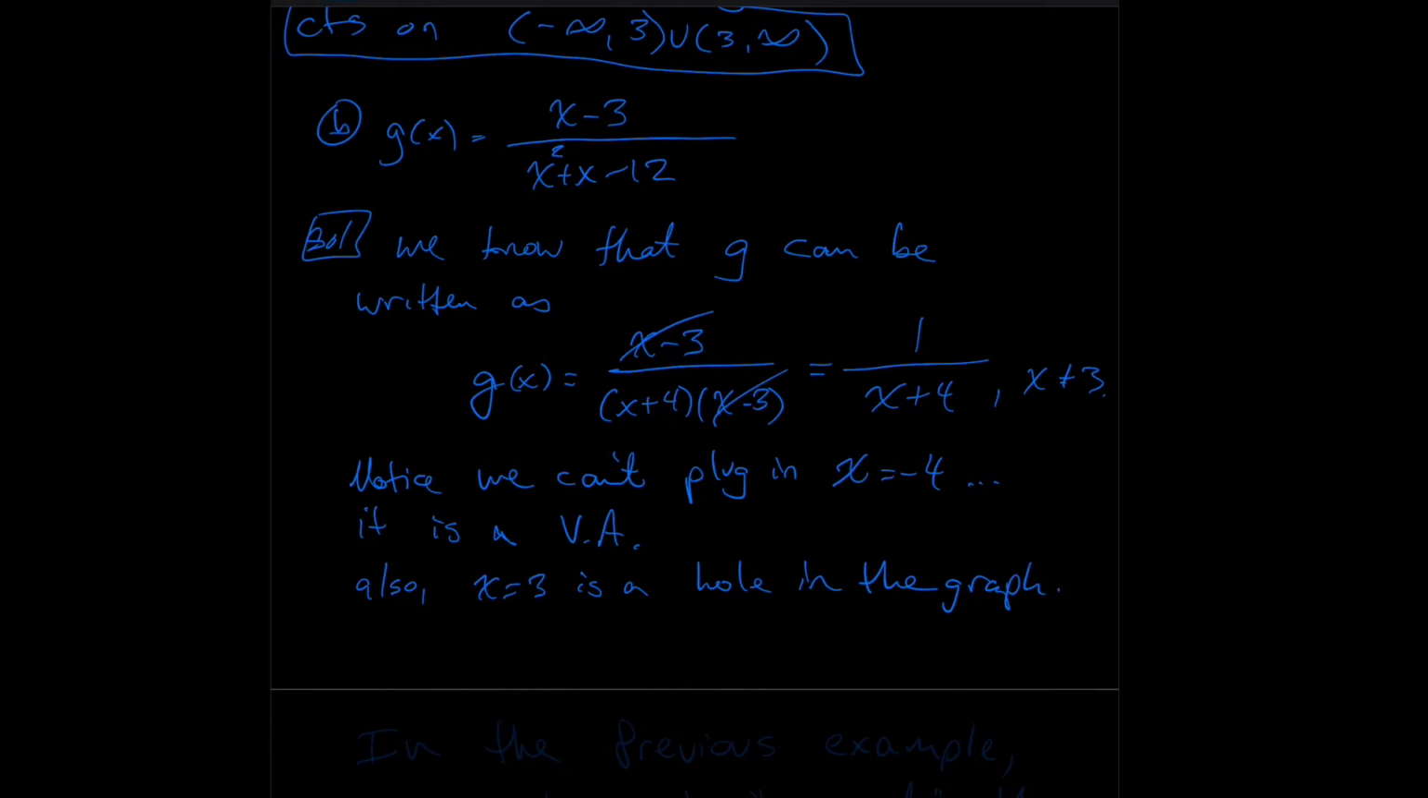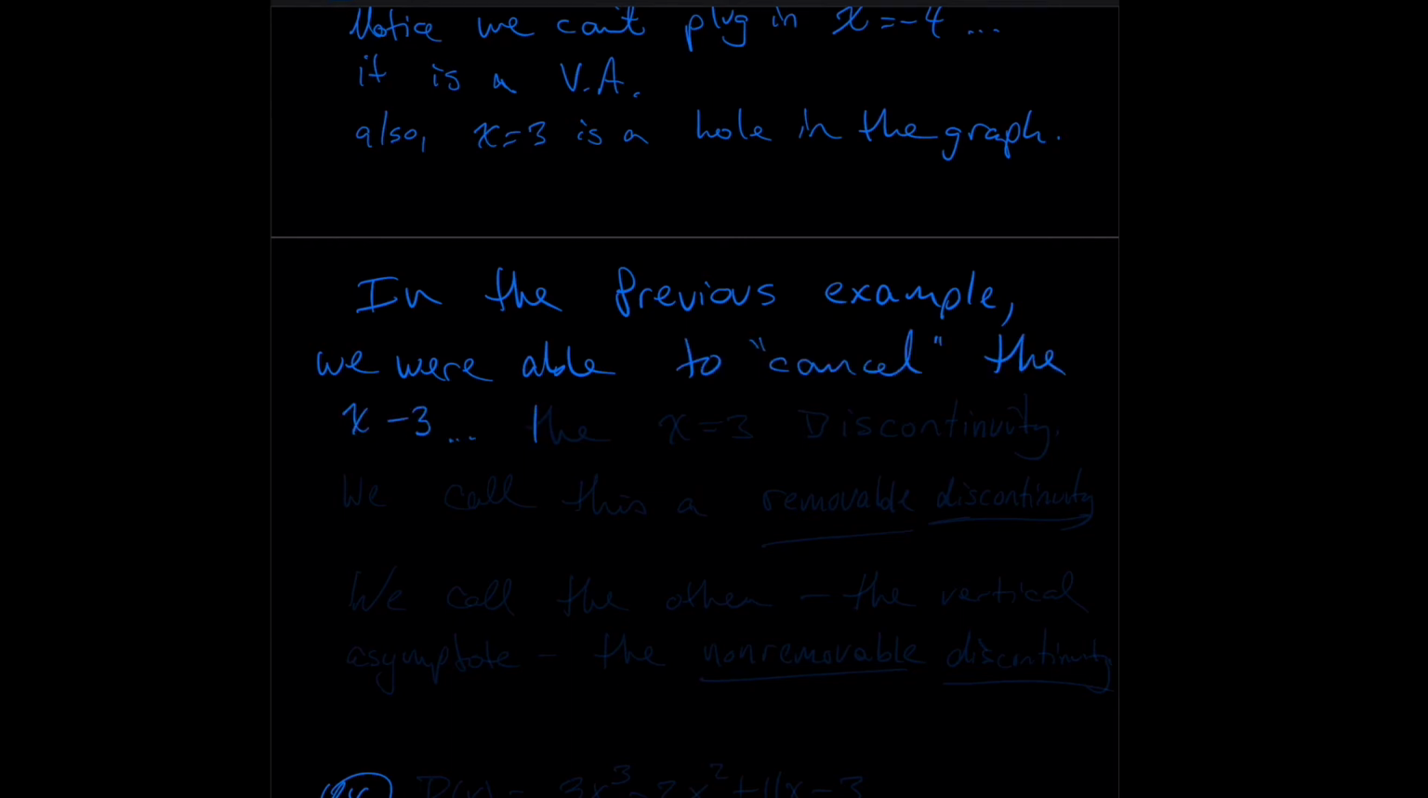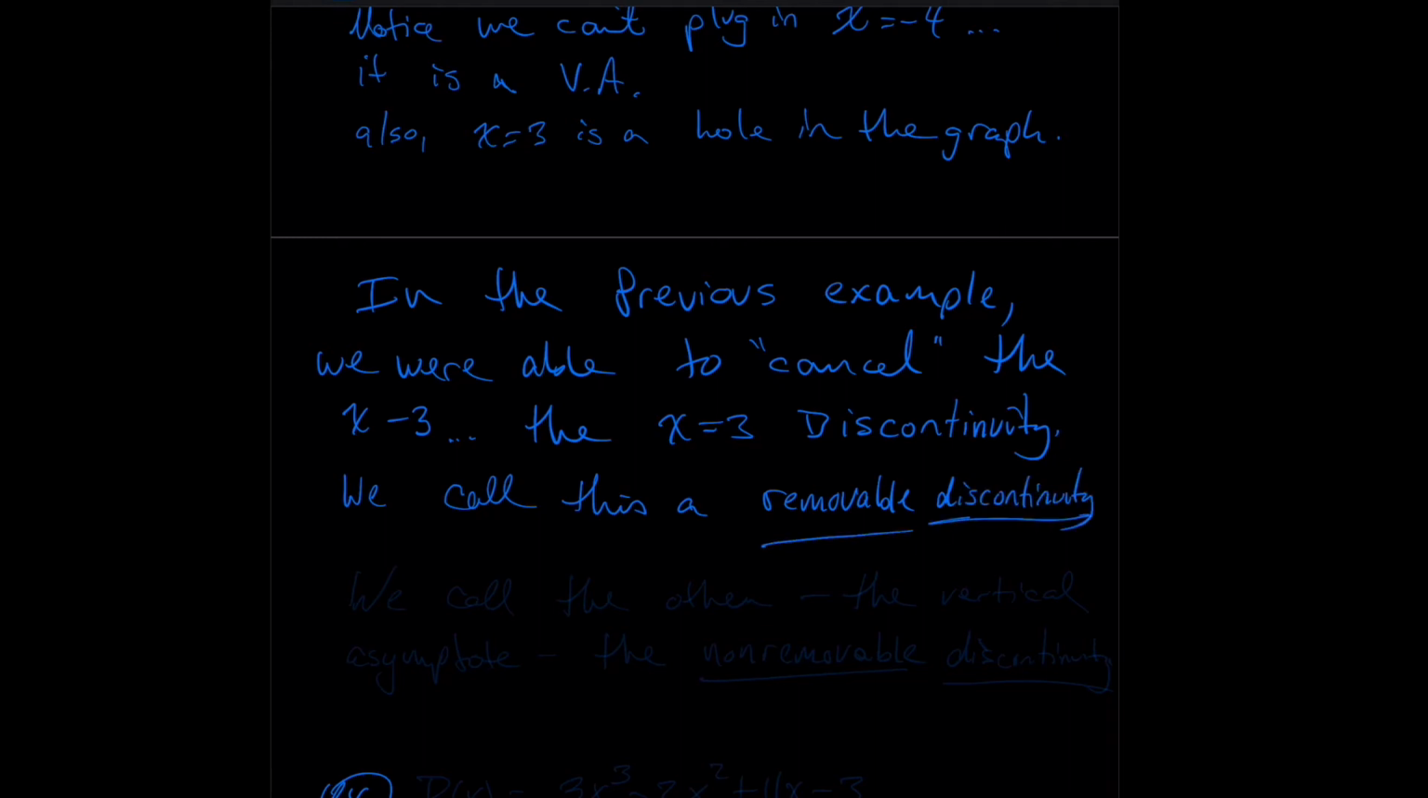Okay, so the strange thing here is that x equals negative 4 is going to be a vertical asymptote, but x equals 3 is going to be a hole in the graph. And remember that we basically canceled that x equals 3. So we're not able to cancel negative 4. We can cancel 3. And so the difference between those is x equals 3 is what we call a removable discontinuity. We're able to cancel it and basically plug the hole. Negative 4 is non-removable. It's just a vertical asymptote, a jump in the graph. In this case, a vertical asymptote. And there's just no possible way to cancel that.